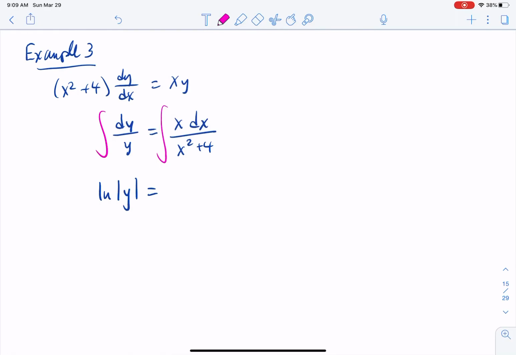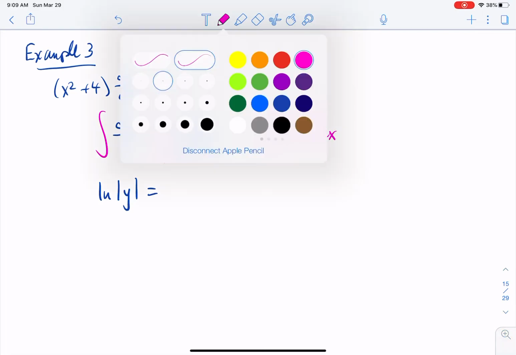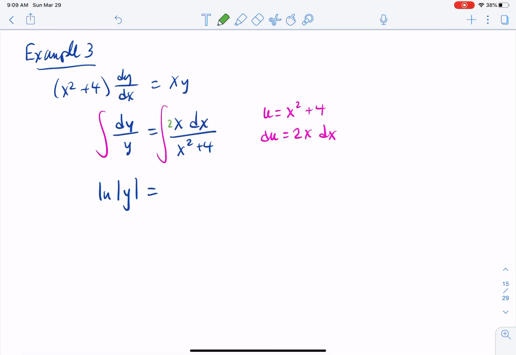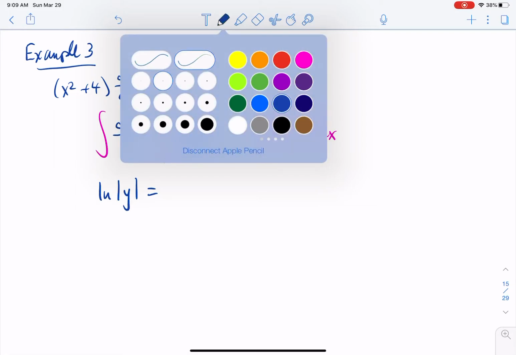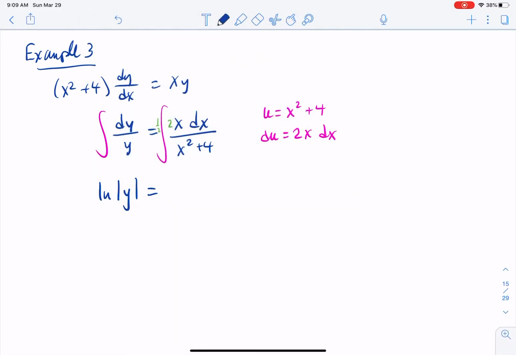So switch colors, and I do have down here in the bottom, it's a more complicated part, it makes sense for it to be the u, that I've got x squared plus 4, and my du should be equal to 2x dx. I don't have a 2, so I need to fix that. I'll put a 2 in there, and then compensate with the 1/2 out front. Okay, so maybe I rewrite this problem thusly, that I have natural log of the absolute value of y. I've already dealt with the left-hand side.